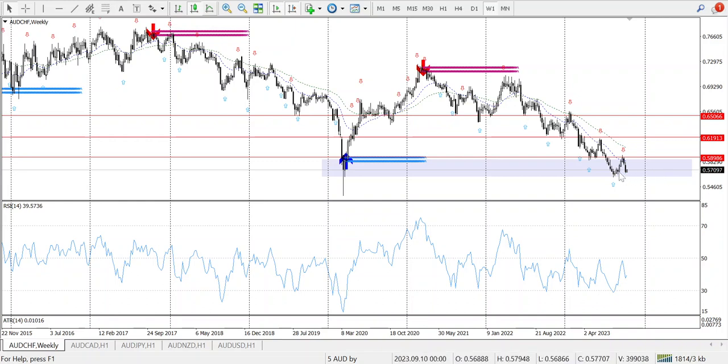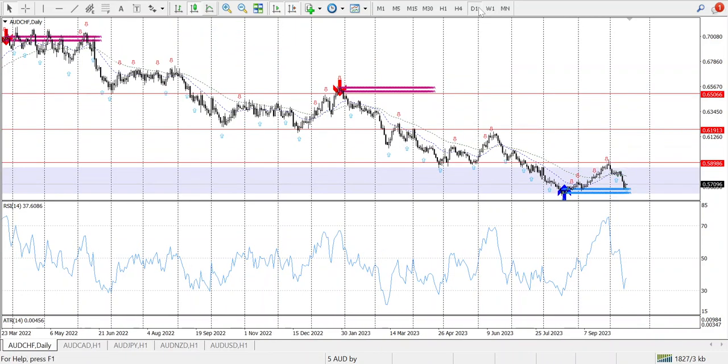So now coming to the weekly time frame, it has come to its last support level. So it may be expected to go up or may not be expected to go up. So now coming to the daily time frame.